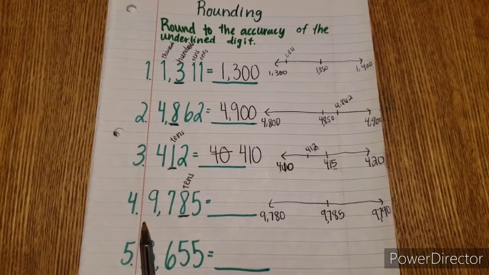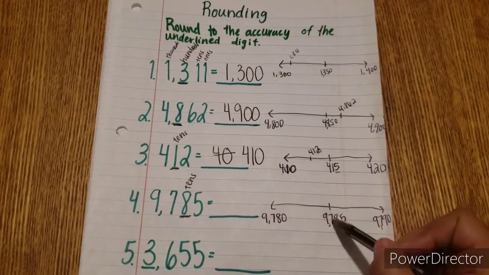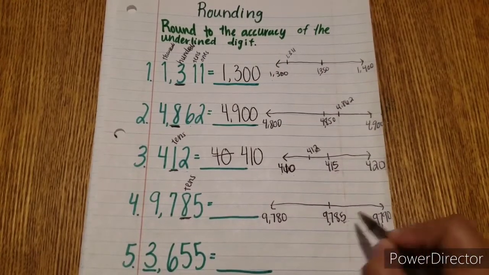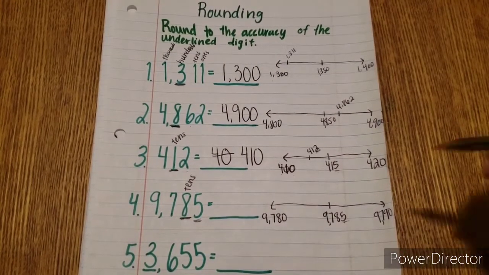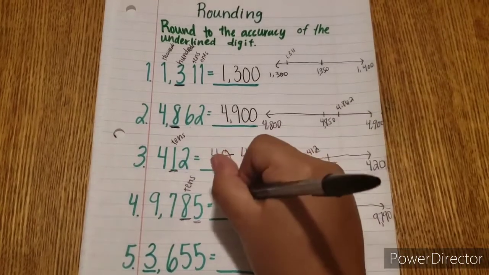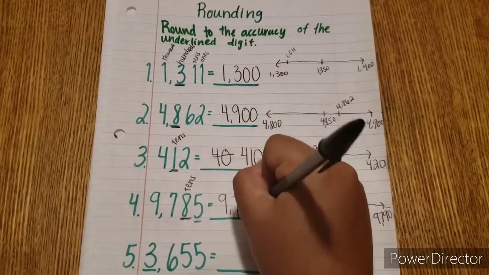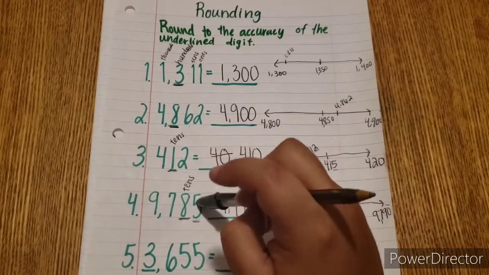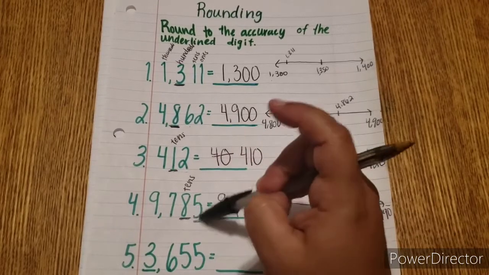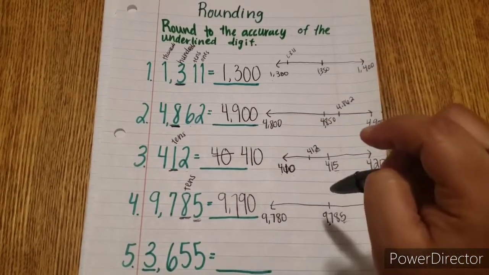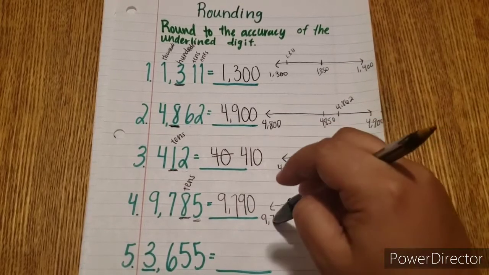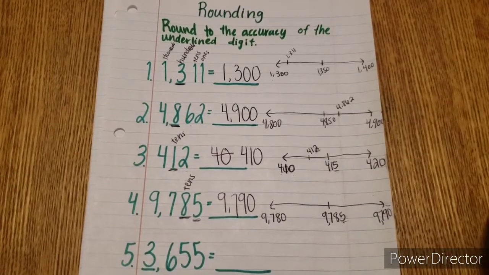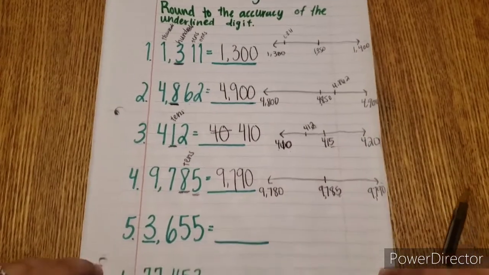So where would this number go? It would go right here, 9,785. When we have a number that's the same, we would go up to 9,790. Every time the number after is greater than or equal to 5, it would go up. If it's less than 5, it would go down. So right here, it was equal to, so it would go up.